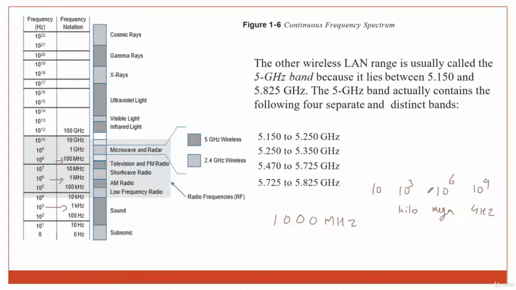Okay, now suppose this is the range you have. For example, 5.15 to 5.250. So what is the difference? The difference is actually 100.100 gigahertz. And now if you convert this into mega, what will happen? Maybe 1 megahertz, because then you have to multiply this with 1, 2, and 3.